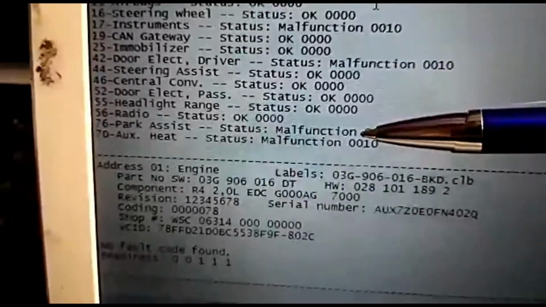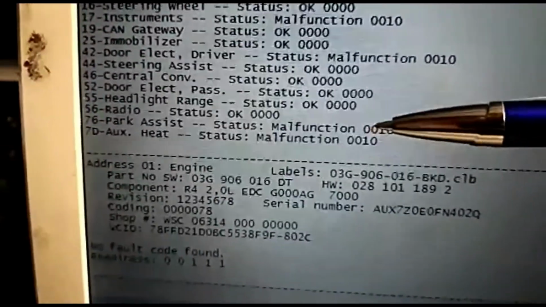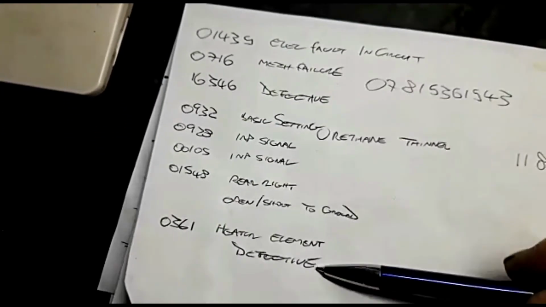Park assist, there's a rear right sensor short of ground, so it's either a connection or it'll need a new sensor, which isn't much. And that's pretty much it, guys, so not too bad. Well, I say not too bad, considering there's a big list of stuff there.